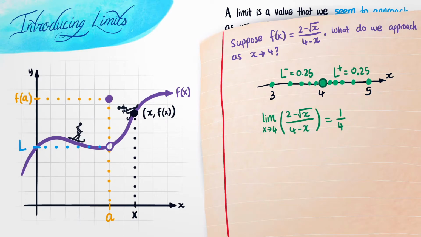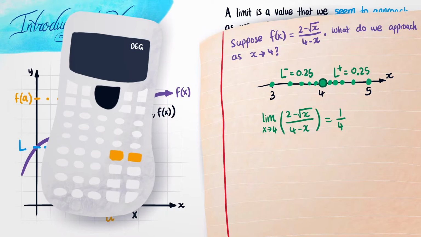Now, if you found yourself in a situation where you didn't have access to a spreadsheet, but you had a calculator handy, you could actually use the calculator to find this limit as well. All you really need to do is to test out a value that's very, very close to 4 in this function. So let me just use 4.001. As you can see, when you substitute a value of 4.001 in, the answer you get is incredibly close to 1 on 4 as well.